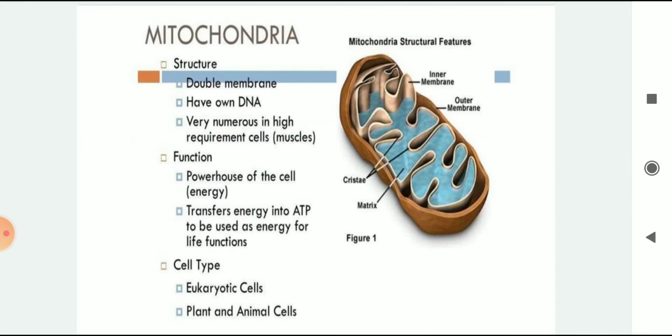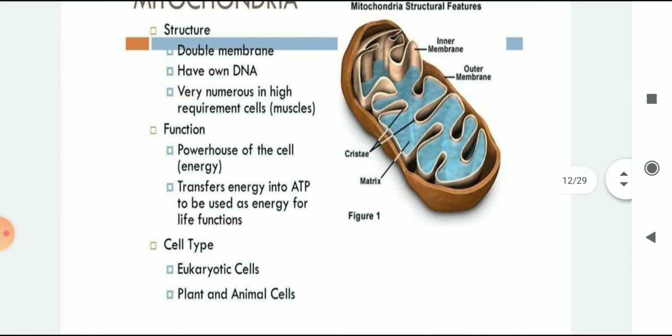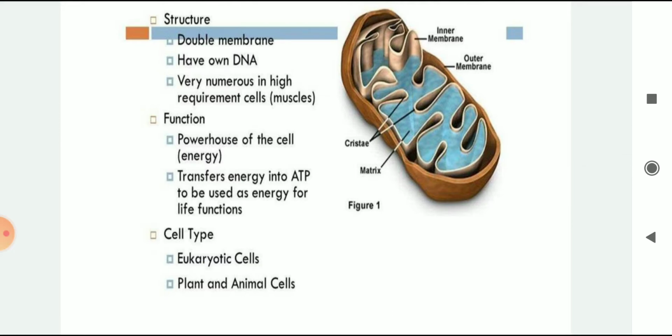If you don't know, then I will give you some revision points. This is a double membrane structure. It has its own DNA and it is very numerous in high energy requiring cells, like muscles, where a continuous supply of oxygen is required. Also, what is their function? They are the powerhouse of the cell. It transfers energy to the ATP to be used for the life functions. It is found in eukaryotic as well as in prokaryotic cells.